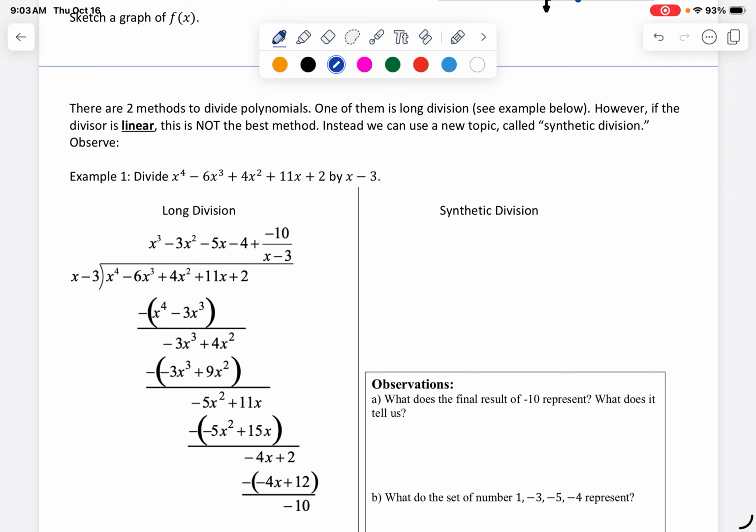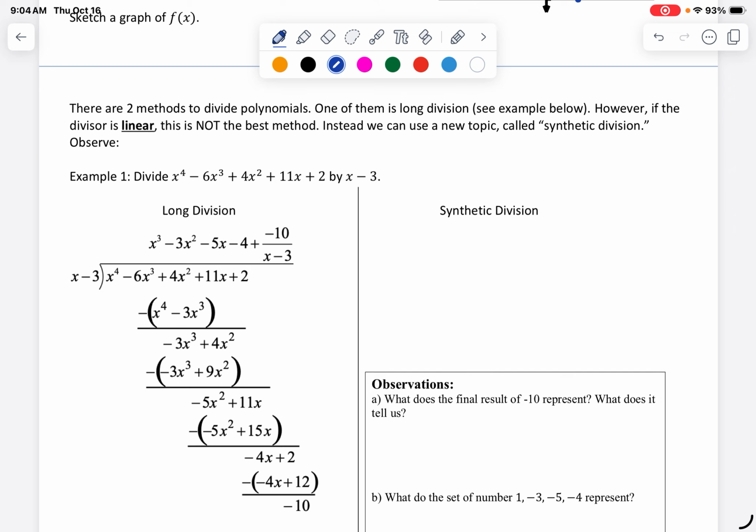So there's two methods to divide polynomials. One of them is long division, which is the example on the left, which we're not learning today. However, if you're dividing by a linear binomial, so if the divisor is linear, long division is not the best method to use. If you are, then we want to use what's called synthetic division, and that's what we're learning today.